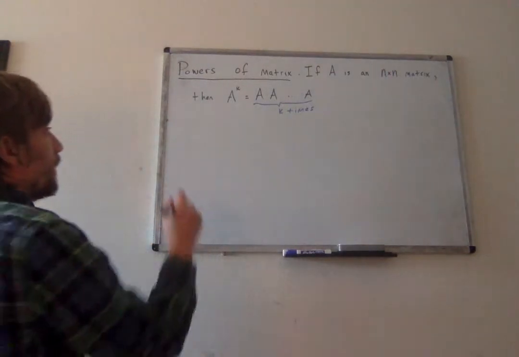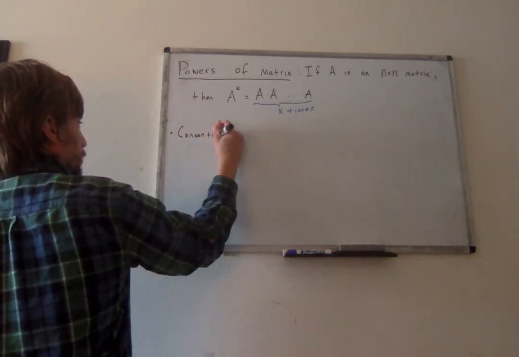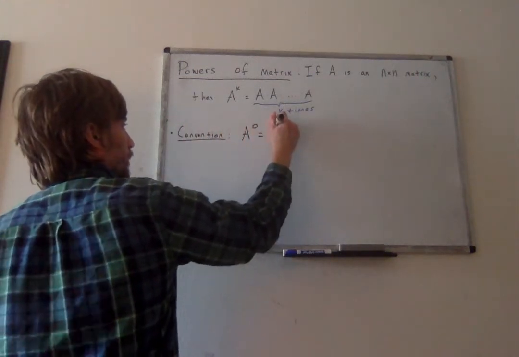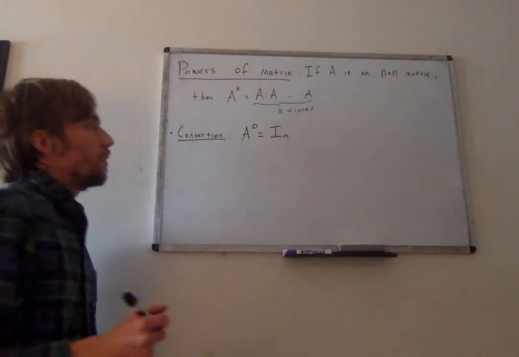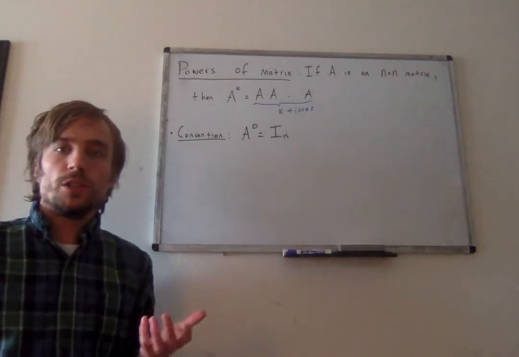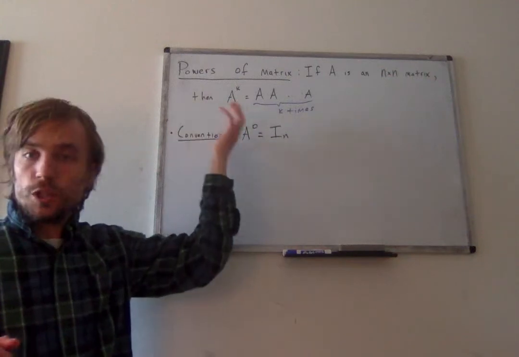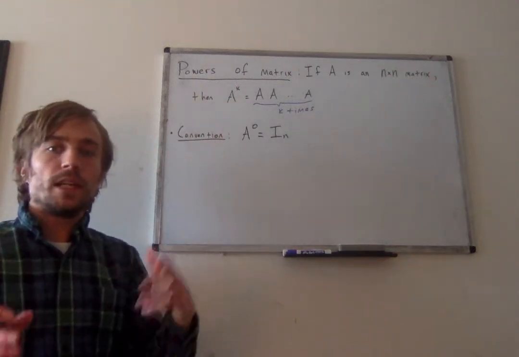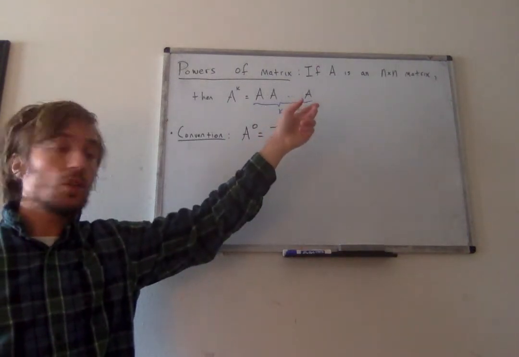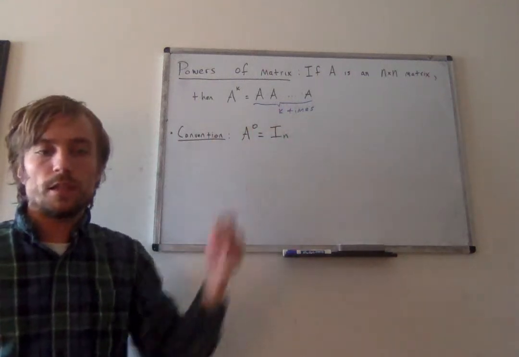And I do believe it is the convention, partly because of how this operation works with numbers as well, that A to the 0 is just equal to the identity matrix I sub n. So A to the 1 would just be A, A to the 2 would be A times A, A to the 3 would be A times A times A. And notice that, again, we have to specify A as a square matrix that has the same number of columns and rows, because otherwise this product would not make sense.